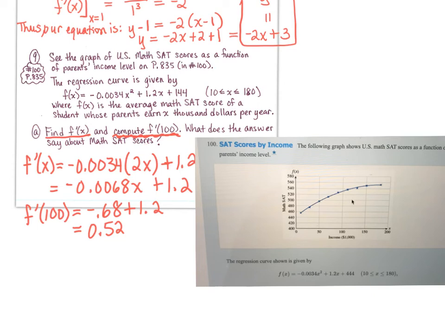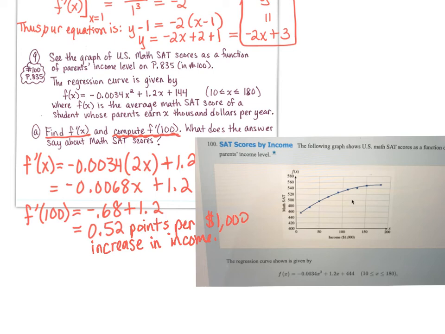So, just to put this in perspective, because this says, what does the answer say about math SAT scores? Notice that f of x is the average math SAT score of a student whose parents earn x thousand dollars per year. So what this means is we have 0.52 points per $1,000 increase in income.